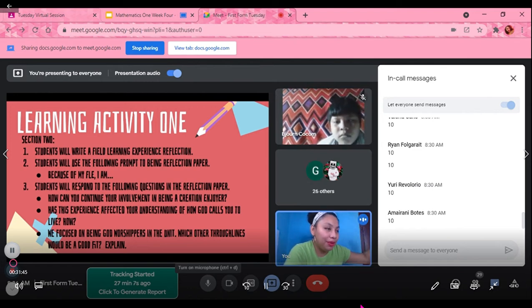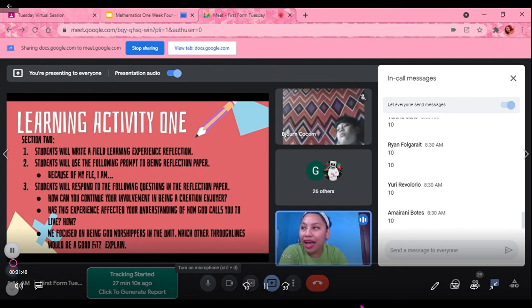more knowledgeable about creation. I am more confident in number patterns. I am smarter in number patterns. Whatever it is, because of my FLE, I am, and you continue that sentence. And that is your first sentence. I want you guys to answer these 3 questions in your reflection. The first one, how can you continue your involvement in being a creation enjoyer? Now, what is a creation enjoyer? It is somebody that enjoys creation.